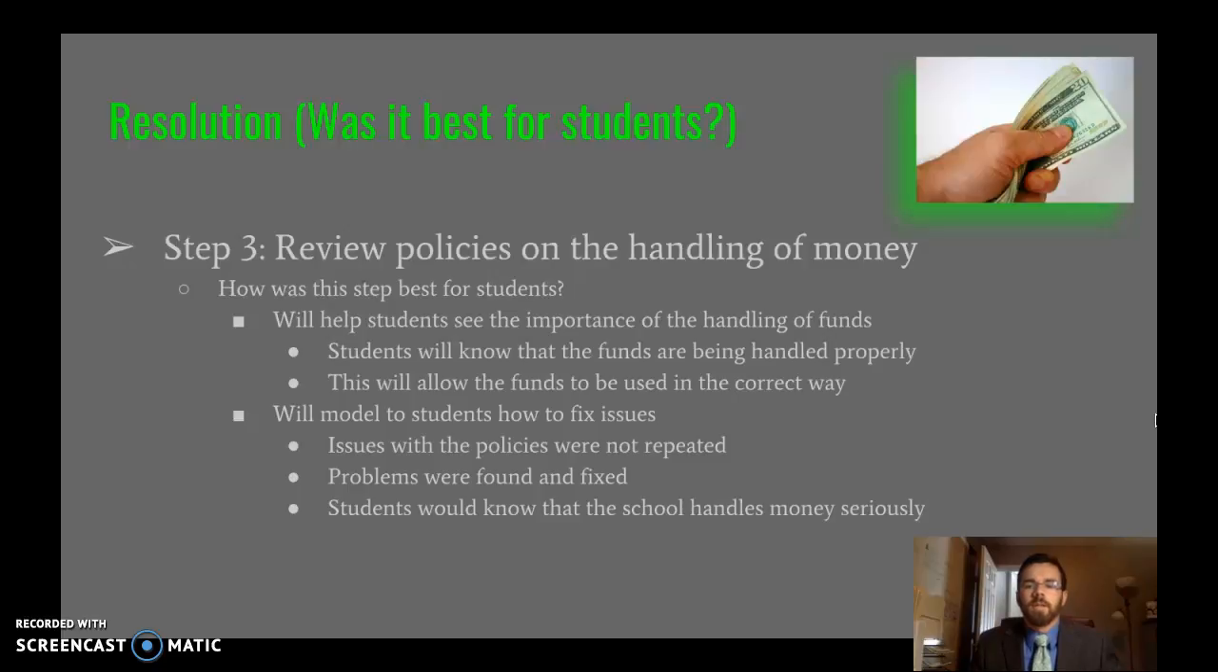Students will know that the funds are being handled properly. This will allow the funds to be used in the correct way. We aren't just lackadaisically handling funds. We have processes that we're following. And this will also model to students how to fix issues. Issues with the policies were not repeated. Problems were found and fixed. Students would know that the school handles money seriously.